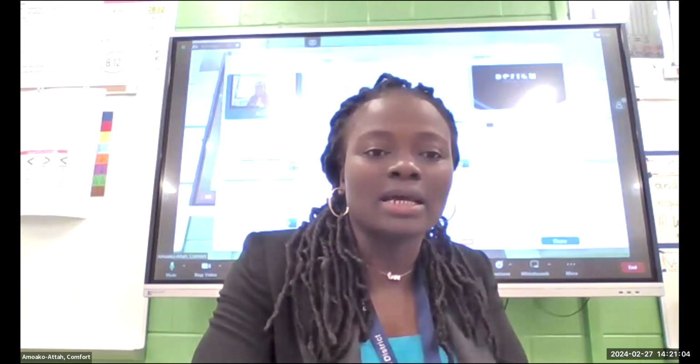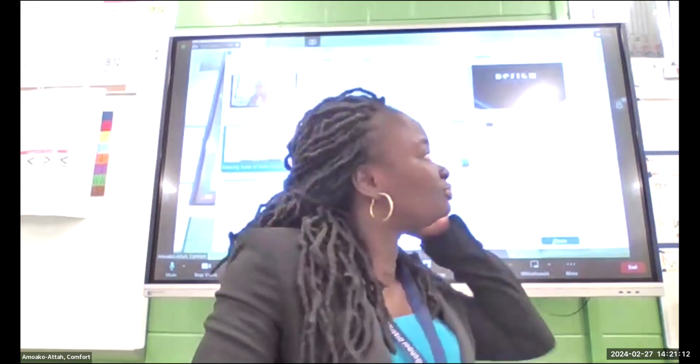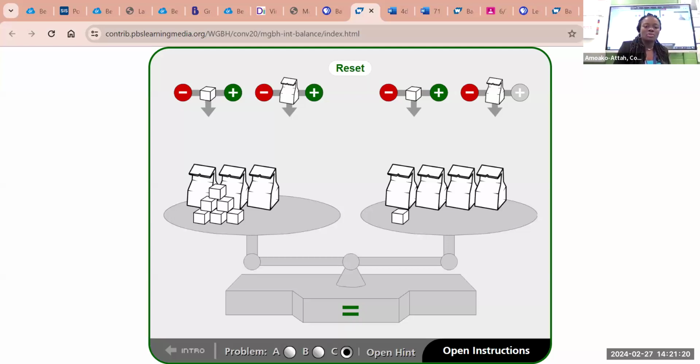So that is a standard. The standard is what? Standard 6, which is balancing equations or writing equations. But I'm going to go a little bit deeper. I'm not going to use one variable. I'm going to go a little bit deeper, right?